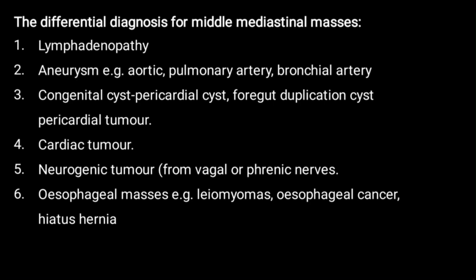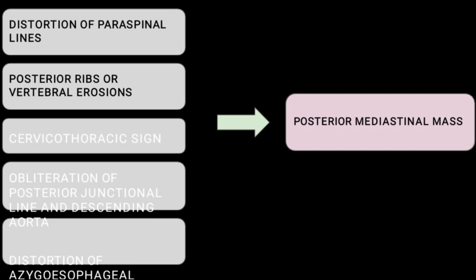A few differential diagnoses for middle mediastinal masses include lymphadenopathy, aneurysms, congenital lesions like pericardial and foregut duplication cysts, pericardial tumors, cardiac tumors, neurogenic tumors from the vagal or phrenic nerves, and esophageal masses, for example leiomyoma, esophageal cancer, and hiatus hernia.